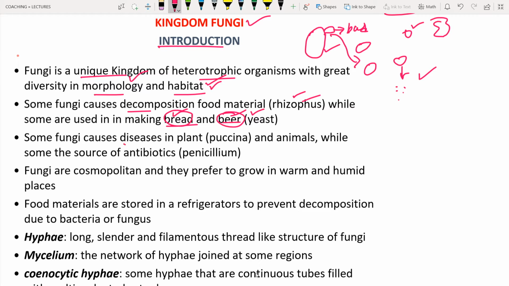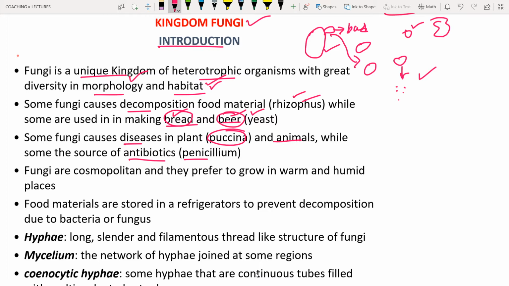Some fungi cause diseases in plants, like Puccinia, and also in animals. So not only are they helpful to human beings, but some species of fungi are also harmful to human beings and animals, while some are useful to human beings and plants. How are they important? By production of antibiotics. For example, Alexander Fleming first discovered an antibiotic known as penicillin, produced from the fungus Penicillium notatum.